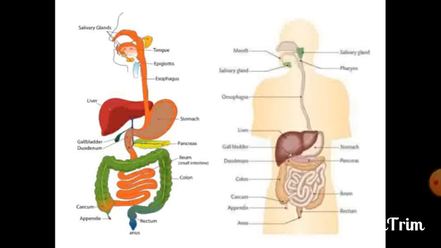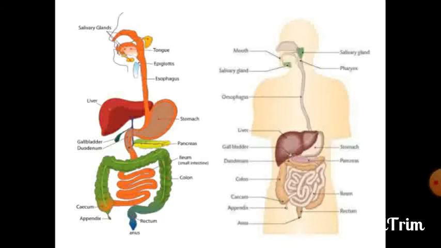Our alimentary canal starts from the mouth and ends with the anus. It has different organs. The first organ is the mouth. Mouth is the organ in which we keep our food, and it is the starting point of the alimentary canal. After that we have the pharynx, which is the common passage for food and air. Pharynx leads to the esophagus, also known as the food pipe. Esophagus leads into the stomach.